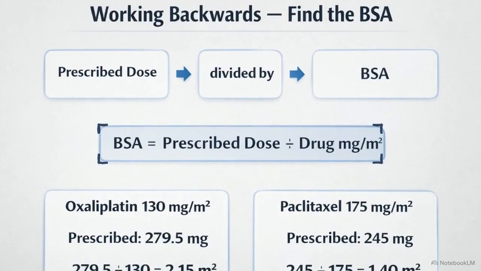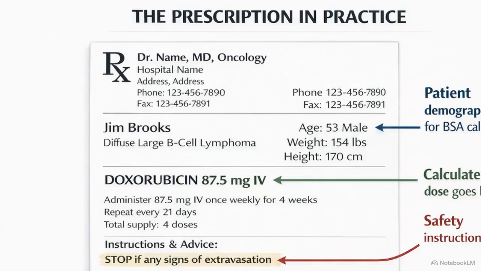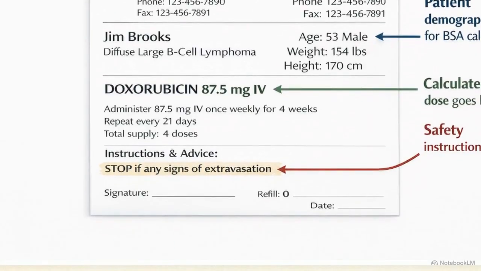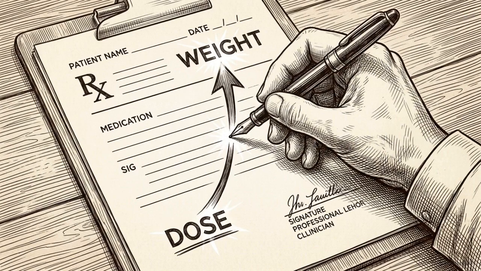By dividing the prescribed dose by the drug's milligram per square meter requirement, you can verify the BSA used to generate the doctor's initial prescription. On this standard prescription, locate the required auditing variables in the top right demographics block and the calculated dose line. You must also scan for critical administration warnings, like this instruction to stop if there are signs of extravasation. Reverse engineering the math is your ultimate failsafe against upstream prescribing errors.